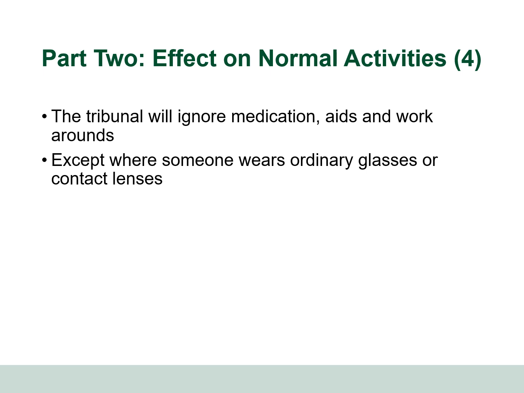Imagine someone who suffers from anxiety but takes medication to help them manage their symptoms. Without their medication, the person is too anxious to travel on public transport. However, with medication, they cope well with buses and trains. The tribunal would base its decision on whether the person is disabled on the position without medication. In this example, because the person is prevented from being able to do a normal day-to-day activity, using public transport, without their tablets, they would be disabled.